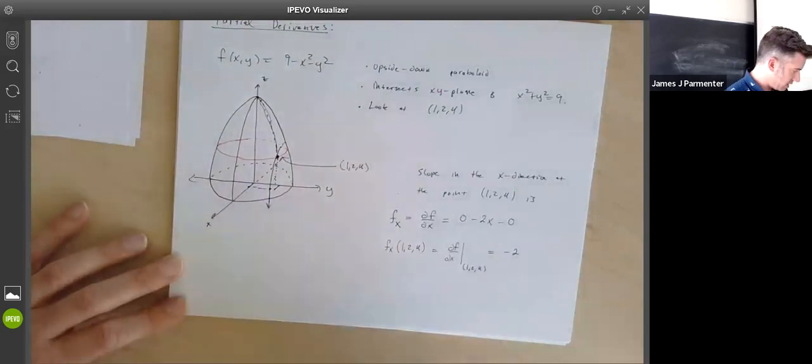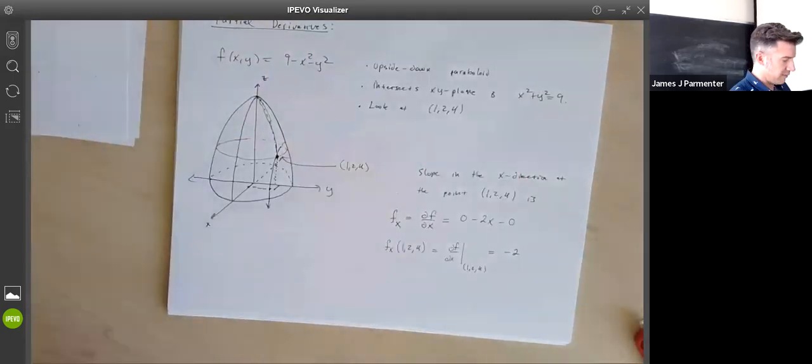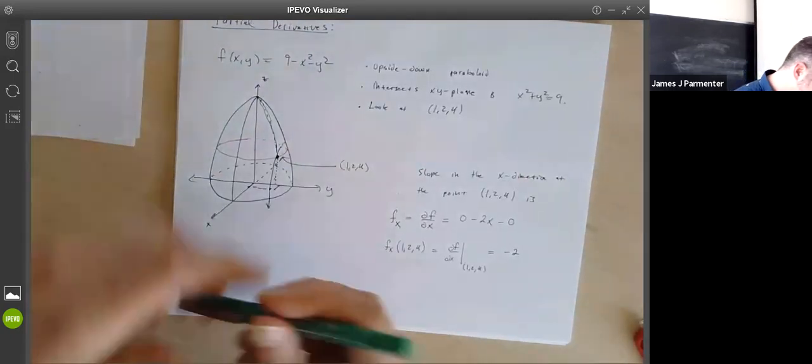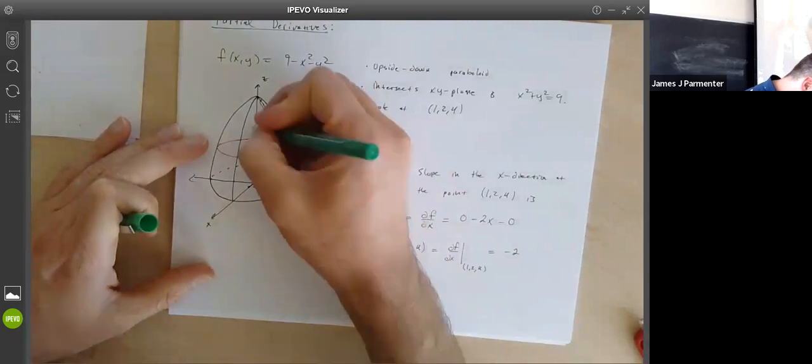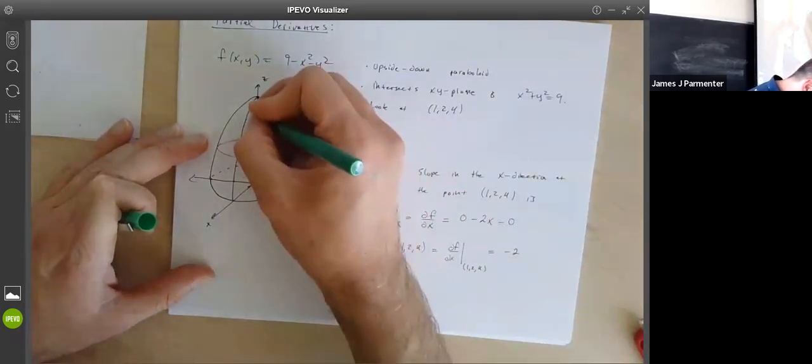And then we can ask the same question in the Y direction, which, see if I can ruin my picture totally here. If instead I think about the Y direction, yeah, we can make that happen, sure.